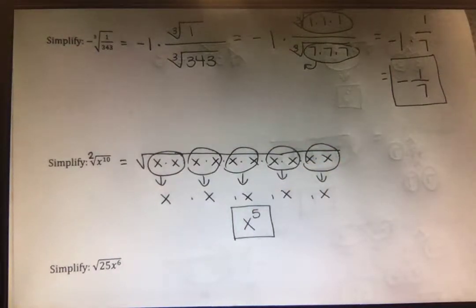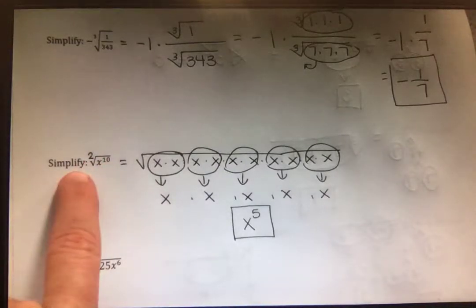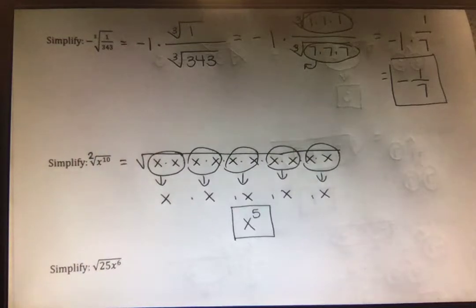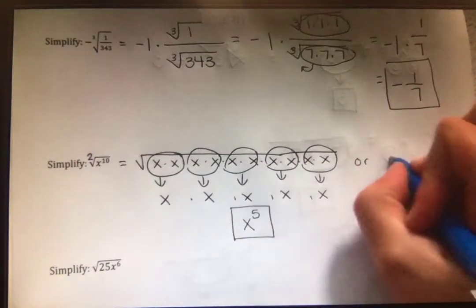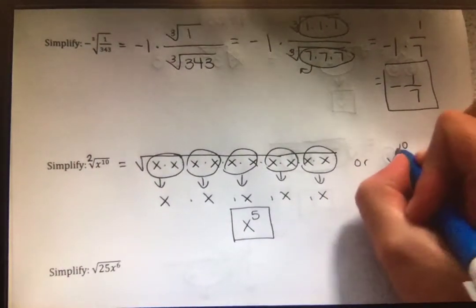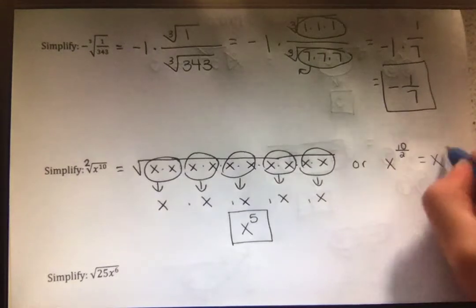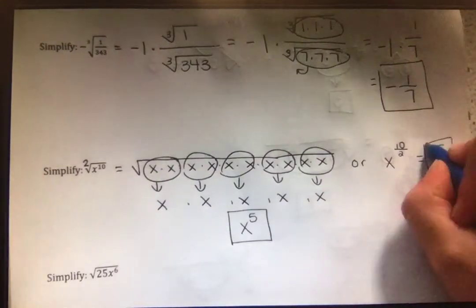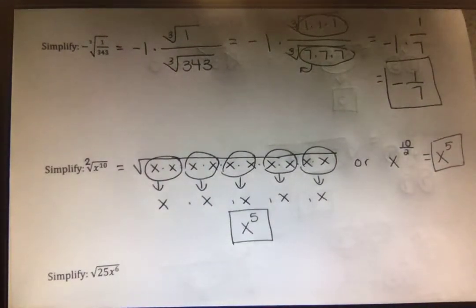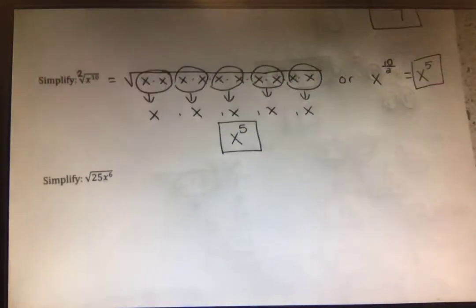So if you notice, we have a little shortcut. If we have 10 x's and we're taking out groups of 2, that is what division is. So another shortcut would be, okay, I have 10 x's, and I'm finding how many groups of 2. So I'm dividing that by 2, which would give us that x to the 5th that we're looking for. So either way we do it, same thing.